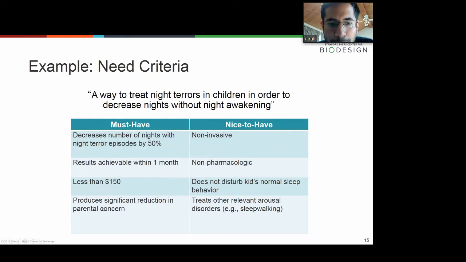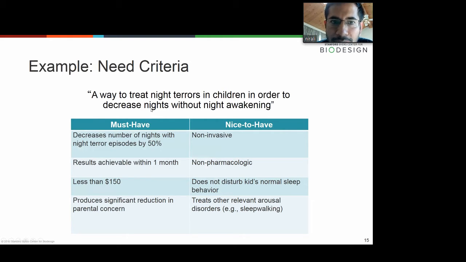So, given today's environment more than ever before, especially in the US but definitely everywhere in the world, cost should be a must-have. You should always have some kind of cost metric in your must-have criteria, because I think this is one of the most important measures. It doesn't have to be the first must-have, but it should be somewhere there.